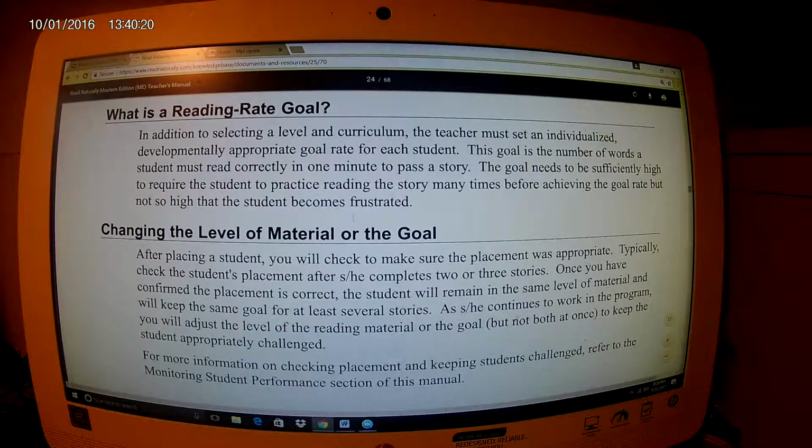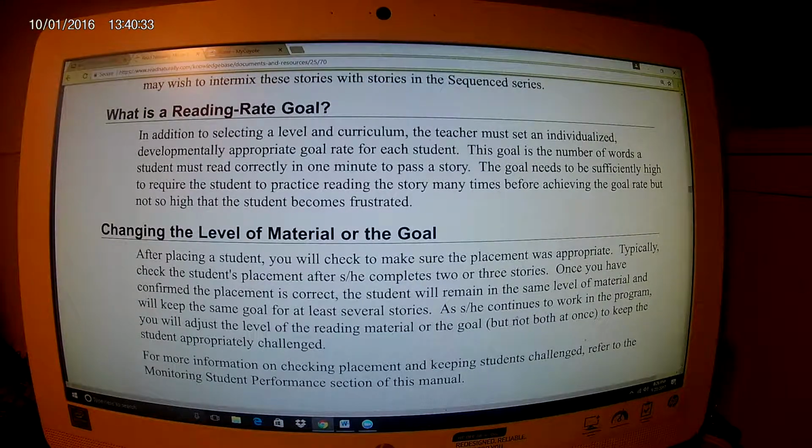This is one of the big things too here. We don't want to get our students frustrated, so you've got to really, really take into consideration what you want to set this reading rate goal at on the words per minute. Be careful with that, because you can really, really frustrate students on that one.